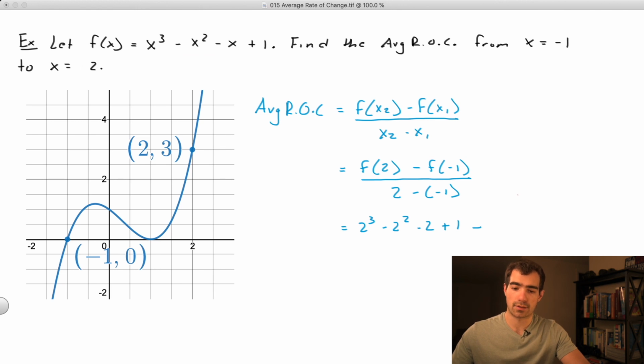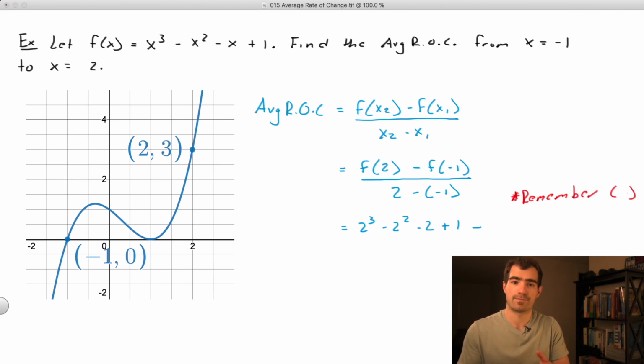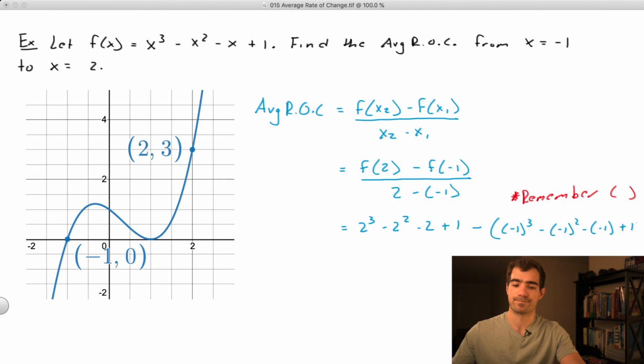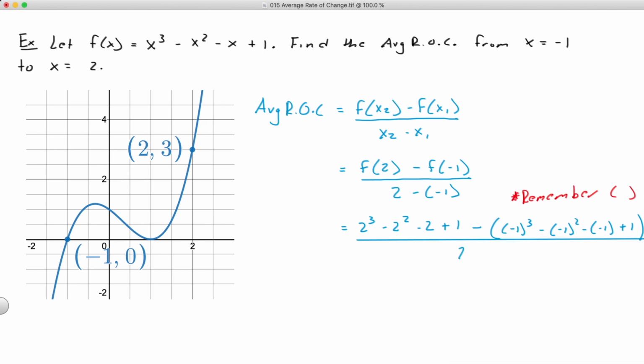It will be important, as always here, to make sure we remember our parentheses, because we are subtracting the quantity f of -1, the output that we get from that function. And so we want to make sure we keep that quantity together by using parentheses. But as long as we remember that, we should have minus (-1 cubed minus -1 squared minus -1 plus 1), close parentheses. And all of this will still have to be divided by 2 minus -1.